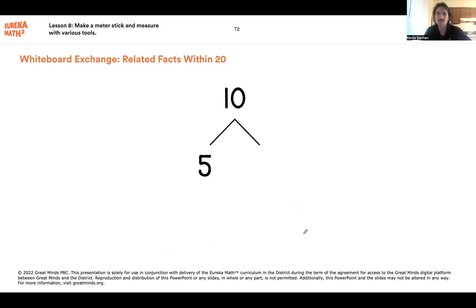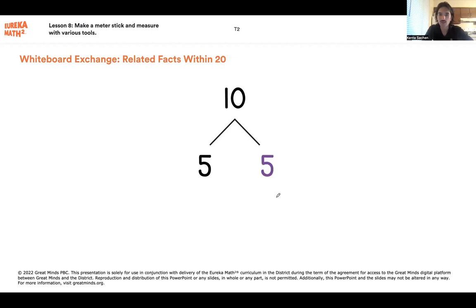How about 10 is 5, and how many more do we need? Raise your hand if you know. How many more do I need to make it 10? Okay, let's shout them out in 3, 2, 1. Yeah, we need 5 more, right? Very good. So 10 is 5 and 5.